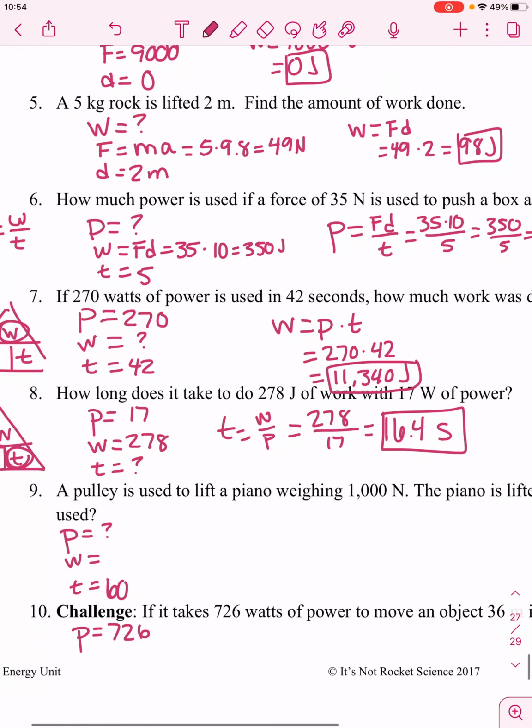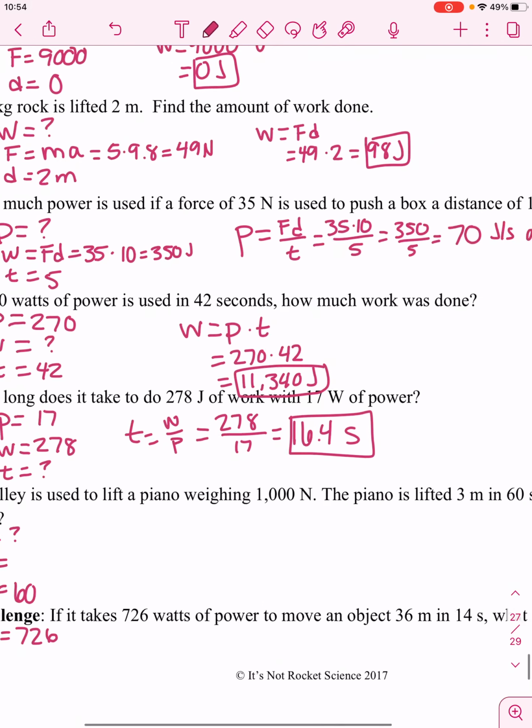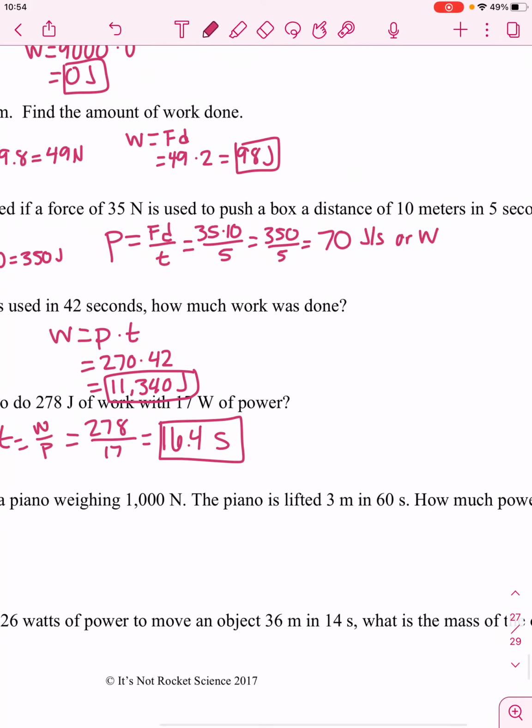Number 9, a pulley is used to lift a piano weighing 1,000 newtons. The piano is lifted 3 meters in 60 seconds. How much power is used? So I know this involves a power equation. So I need P, I need W, I need T. I already have T. My W is unknown.